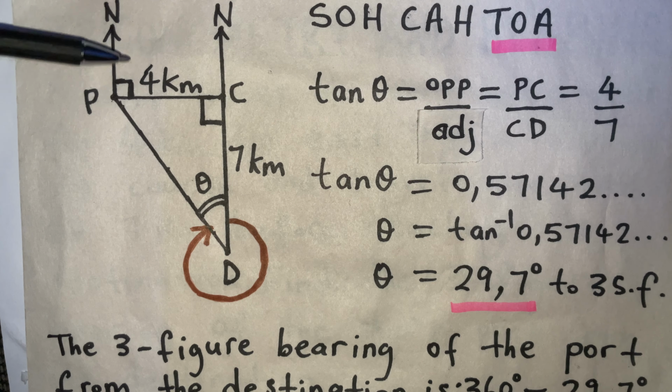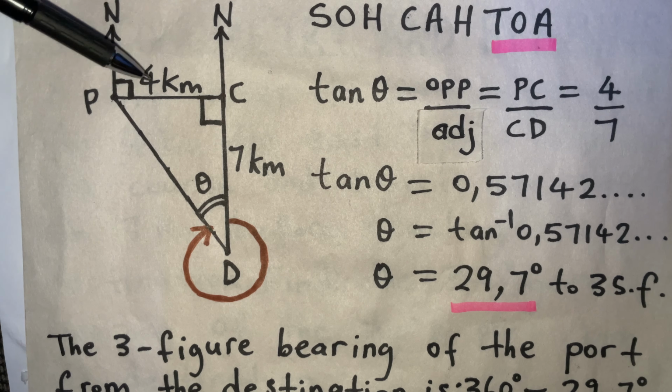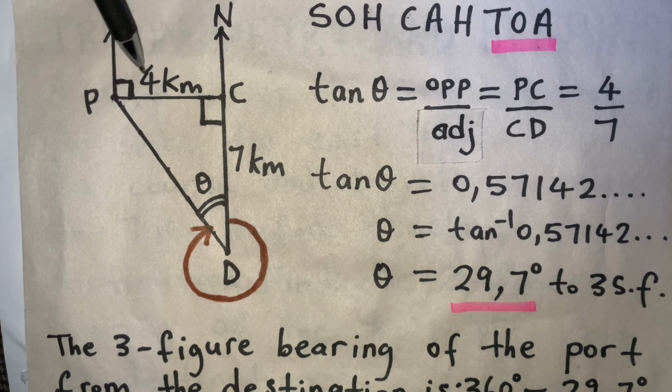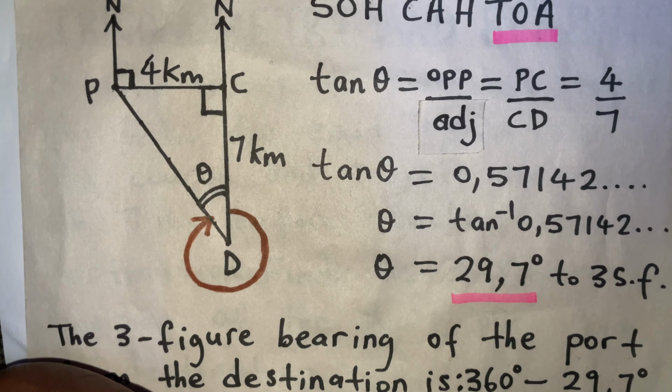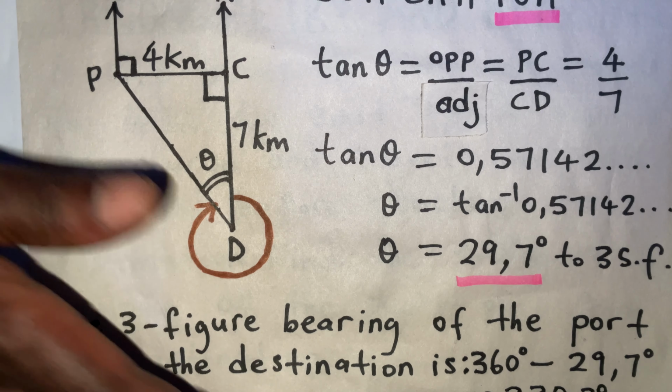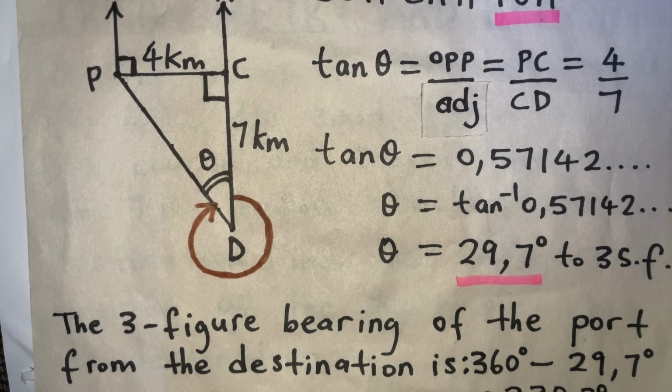So based on the side lengths I'm given here, I'm given the opposite and the adjacent. I must pick an appropriate ratio from this acronym SOHCAHTOA. So the tangent ratio is the one I'm going to use because it involves the opposite side and the adjacent side, which are given in this question. Okay, so tan theta, my acute angle is represented by theta.